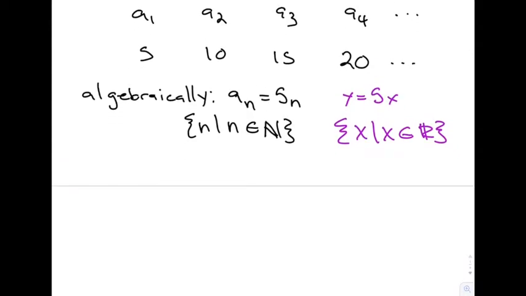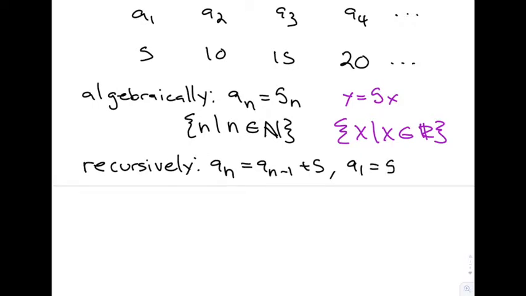Another way of describing this is like this. You get from one number, say a sub 1 equals 5, to the next by adding 5 to it. This is called a recursive definition of a sequence. Recursively, we say a sub n equals a sub n minus 1 plus 5. To get from one term to the next, we add 5. But to go anywhere, we need to know where we started, so we also have to define a sub 1 equals 5.